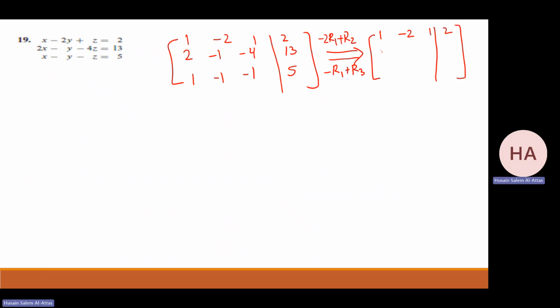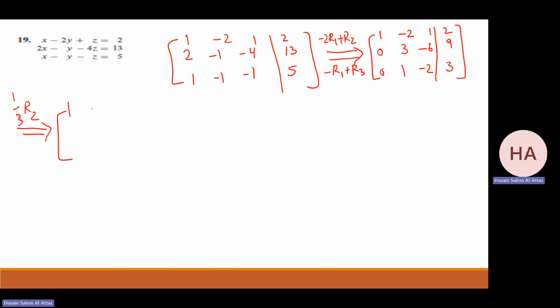-2 and add, that will be 0. -2 and add, that will be 3. -2 and add, that will be -6. -2 and add, 13 minus 4, which is 9. -1 and add, that will be 0. That will be 1. -1 and add, that will be -2. -1 and add, that will be 3. I can divide the second row, multiply it by 1 over 3.